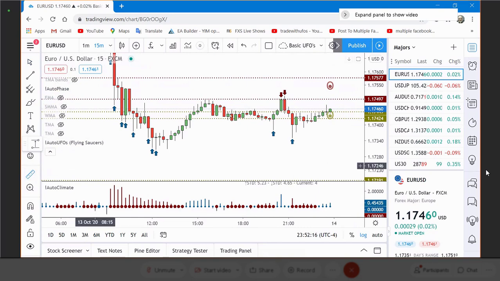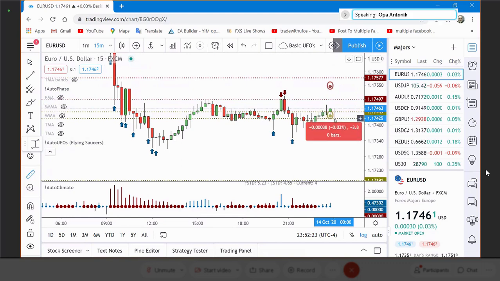Get the tool here and look at it. So that would be a 4 or 5 pip stop for a 3 to 4 pip gain. Obviously, that is not a good risk reward. So it's not a trade that we could be looking at taking on the 15-minute chart here.